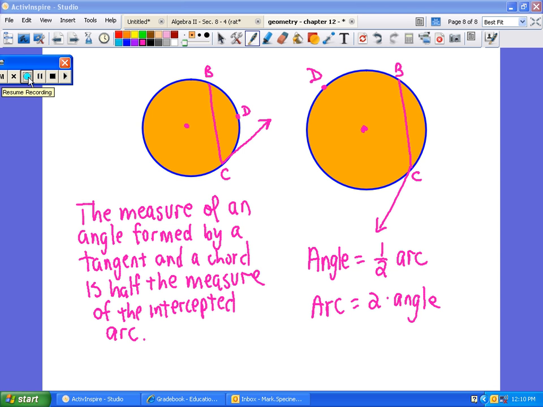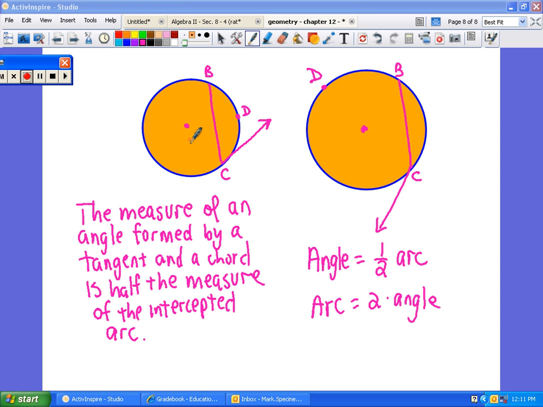Okay, so we have a theorem that says that the measure of an angle formed by a tangent and a chord is half the measure of the intercepted arc. So here I have a tangent, and here I have a chord. So the measure of angle C is going to be half the value of arc BDC.